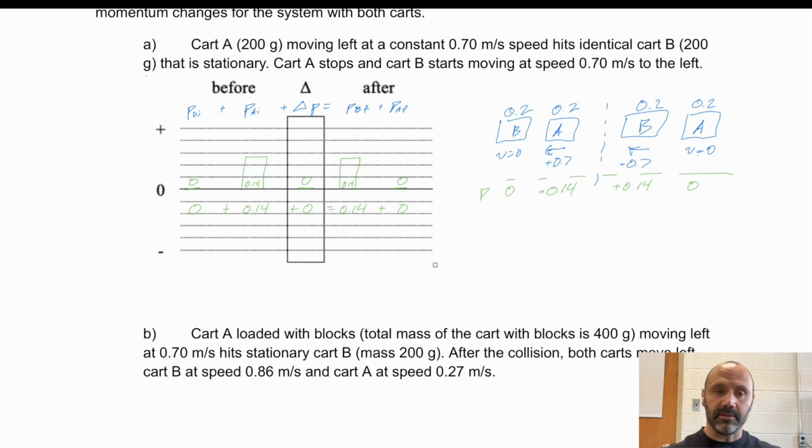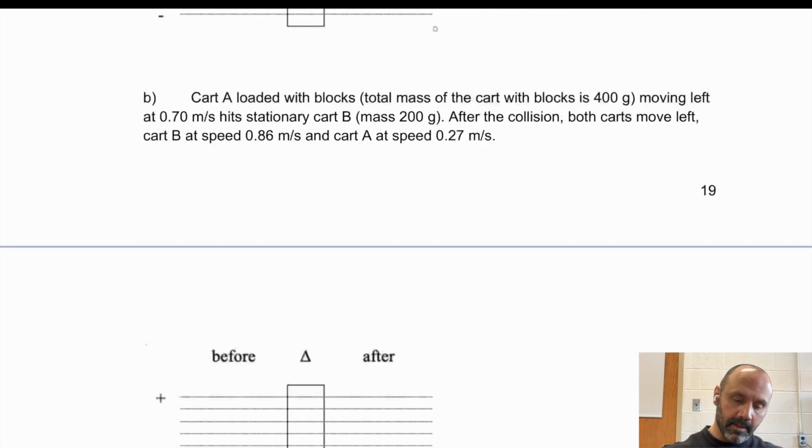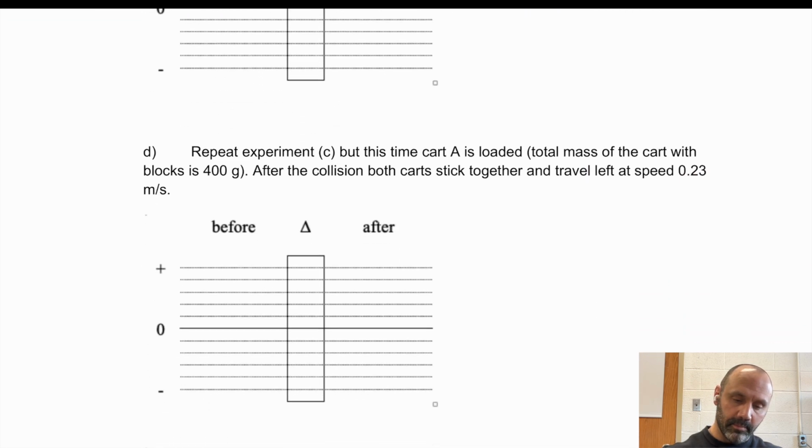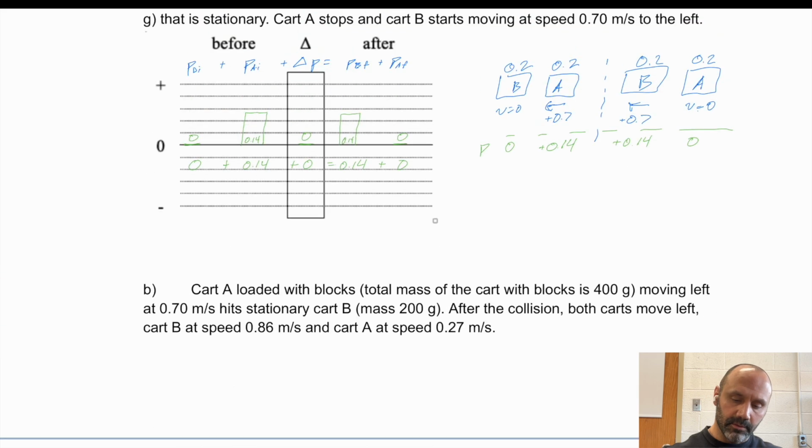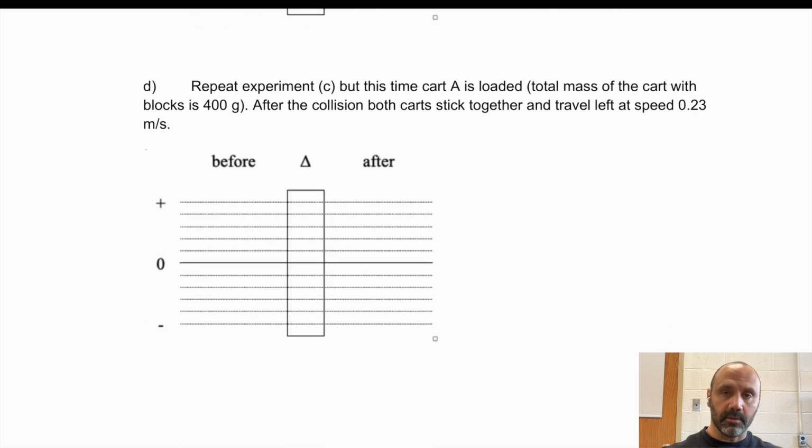Your assignment for today is to finish B, C, and D. You're creating bar charts for these other three collisions. So that'll be due on Monday, and hopefully I'll see you then.